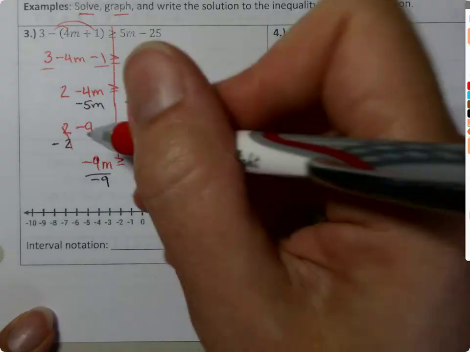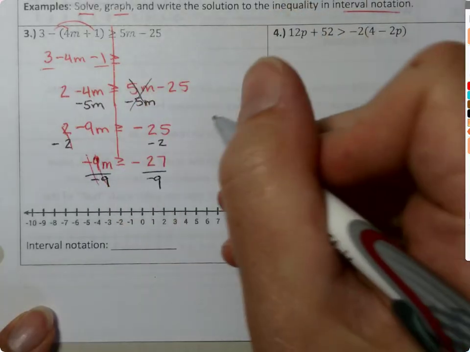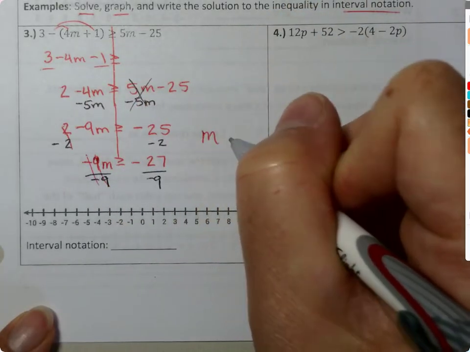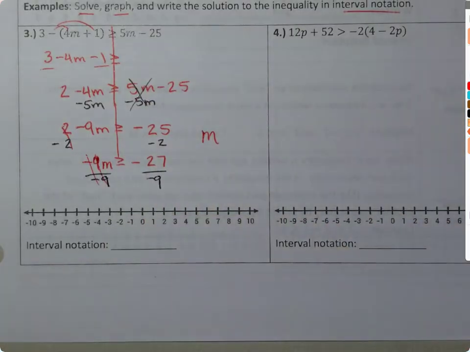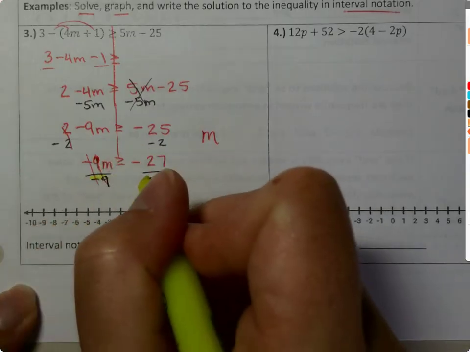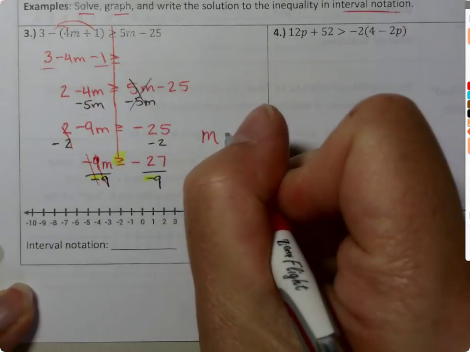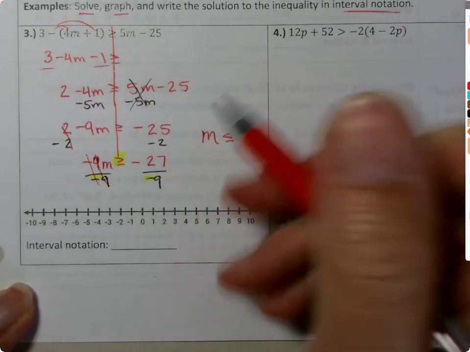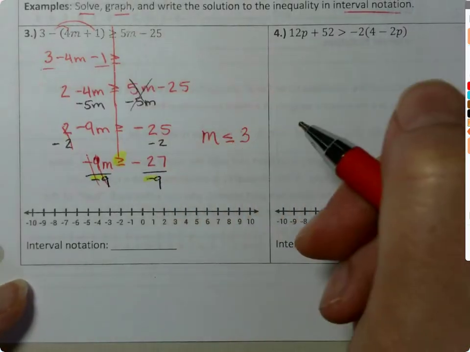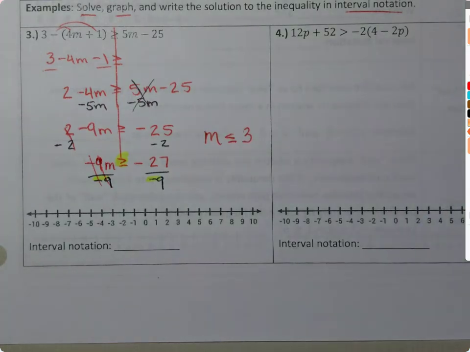Okay, so here it goes. The negatives cancel, the 9s cancel. I'm left with 1m, or m, but I divided by a negative, so what do I need to do? Yes, so when I divide by this negative, I need to flip that sign. So this should be less than or equal to, and a negative divided by negative is going to be a positive 3.